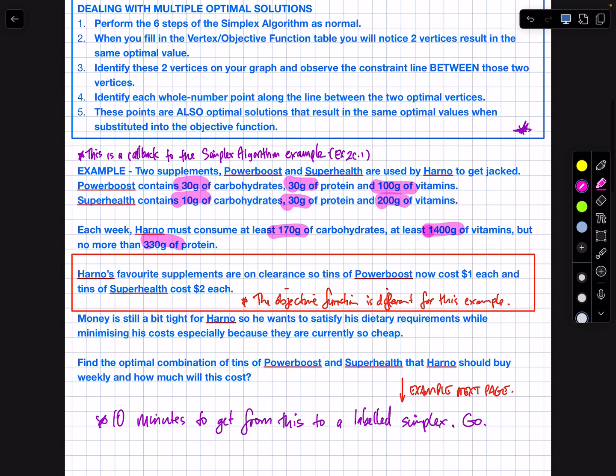Draw your simplex. You've got 8 minutes now. If at this point in your timeline you're not sure where to start, you need to be worried. I'm not worried, I've been available to help you.